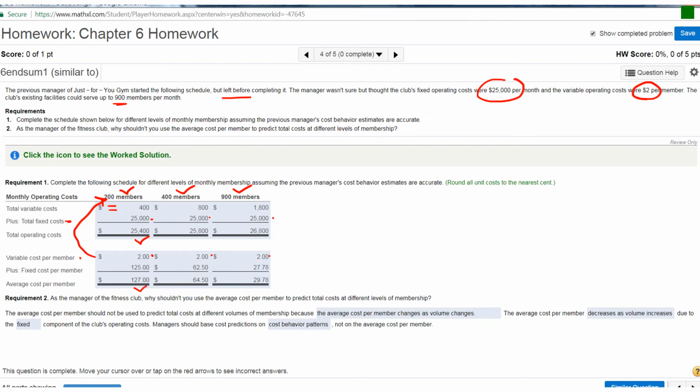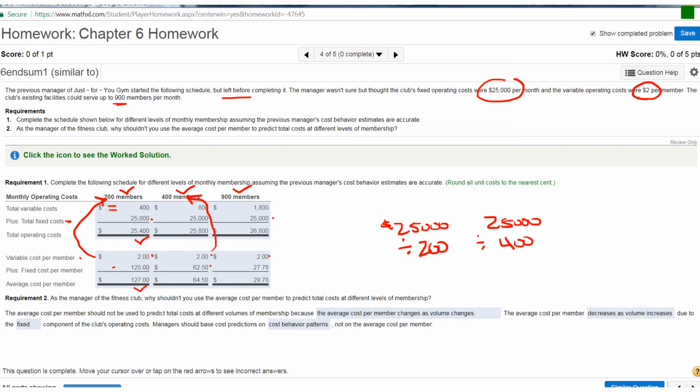Again, the way you get the 125, I'm going to write this over here. You just take the $25,000 total fixed cost, and you're going to divide that by 200. That's where you get the $125 per member. For the column that says 400 members, to get the 800, you take the 2 and multiply that by 400, that gives you 800. And then to get the cost per unit, you take the 25,000, which is your total fixed cost, divide that by 400, and that's going to give you the $62.50.